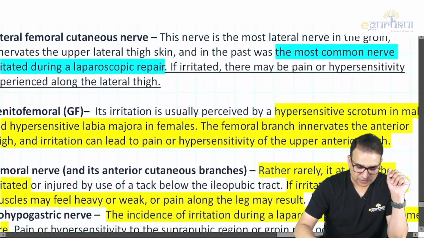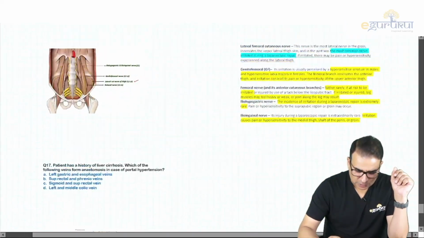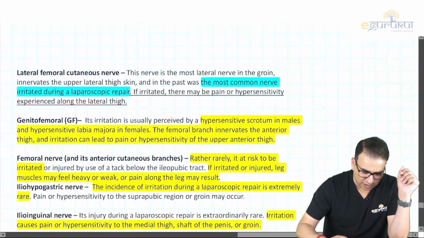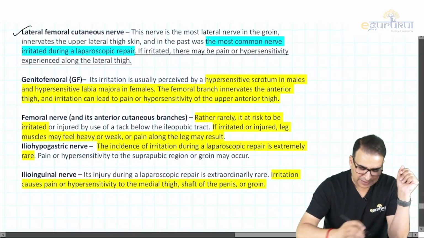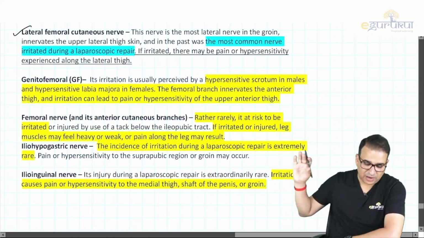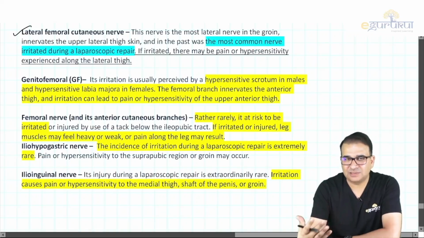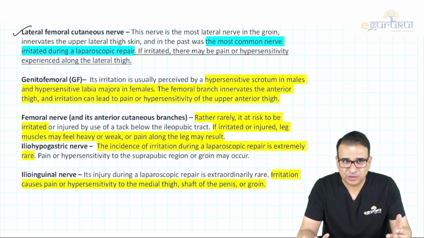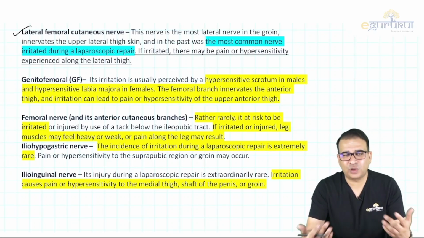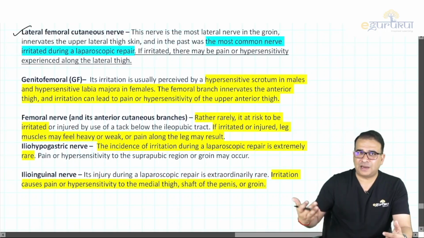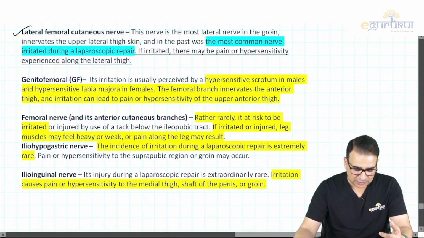Now, look at these few texts which I have just collected for you, given in the surgery books. Regarding the lateral cutaneous nerve of thigh, it says this is the most lateral nerve in the groin region, the most common nerve irritated during laparoscopic repair. So when they ask the question, my first thought goes toward the nerve most commonly involved in laparoscopic repair, that is the lateral femoral cutaneous nerve, or lateral cutaneous nerve of thigh. If irritated, there may be pain or hypersensitivity along the lateral thigh. We all know about meralgia paresthetica also, guys. We've discussed that in the classes as well.